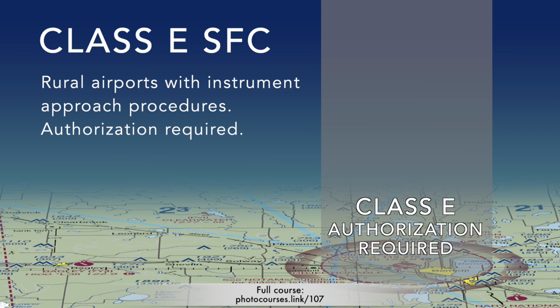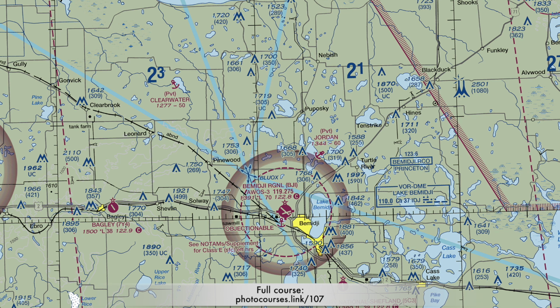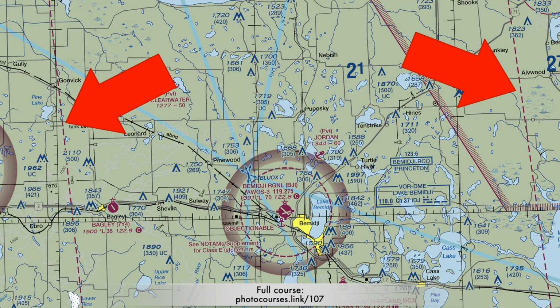Next to that Class E surface airspace, on the outside of that dashed magenta line, you're going to find Class G uncontrolled airspace. Don't confuse these dashed magenta lines, which are circular or rectangular in shape and surrounding an airport, with the long, straight, vertical dashed magenta lines, which we'll learn about in an upcoming video. These are not related to airspace.